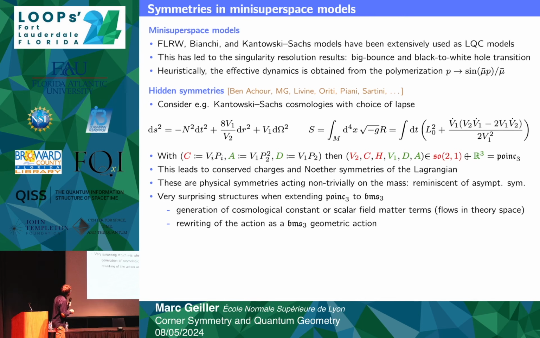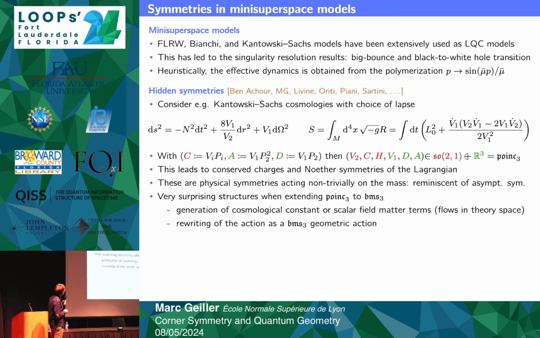Here you can play the same game. You can ask what happens if I allow myself to act not with only these Poincaré symmetries, but with an infinite amount of symmetries on this Lagrangian. These are not symmetries of the theory, but still you get good mileage out of this because you find interesting structure coming out of this construction. Namely, by acting with these extended symmetries on the Lagrangian, you can generate some new terms in the theory. You can view this as a flow in theory space. You can generate a cosmological constant, scalar field matter terms.